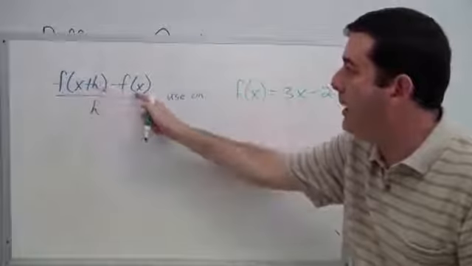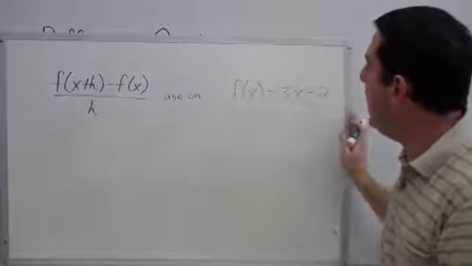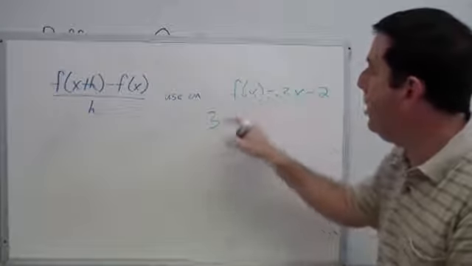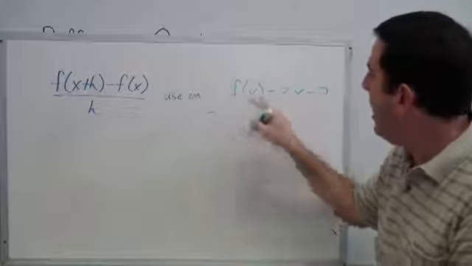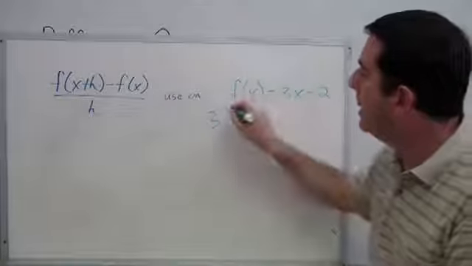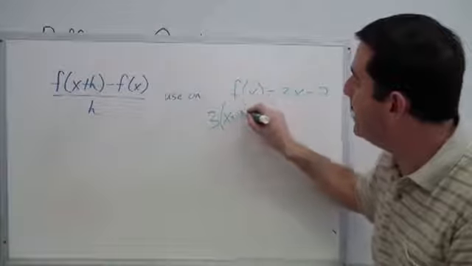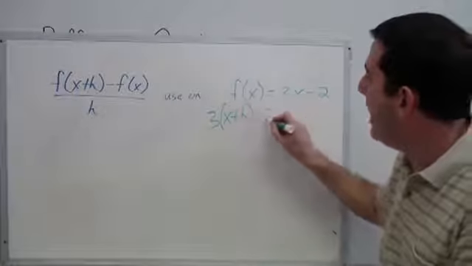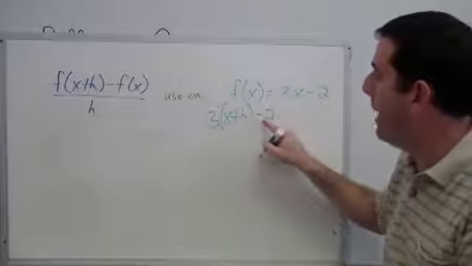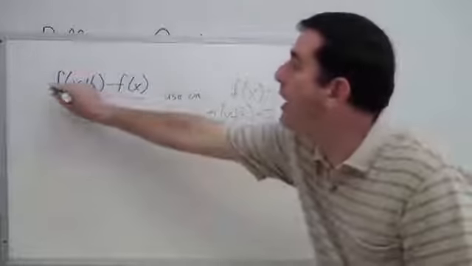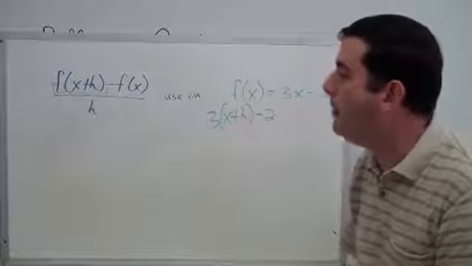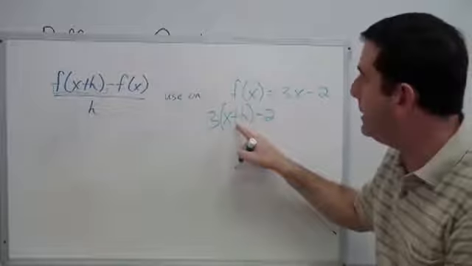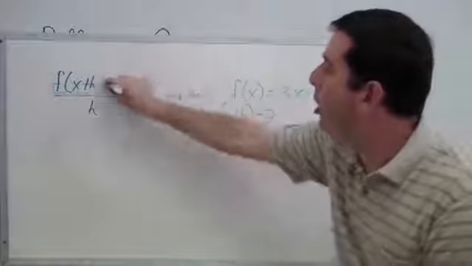Here's our formula again. We're going to use it this time on 3x minus 2. So the 3 that is here is the 3 that I've written there. Instead of this x, let's substitute x plus h in for that x. Now let's bring down the minus 2 that was on the back. All I've done so far is the first part of the top, putting x plus h in for all of the x's.